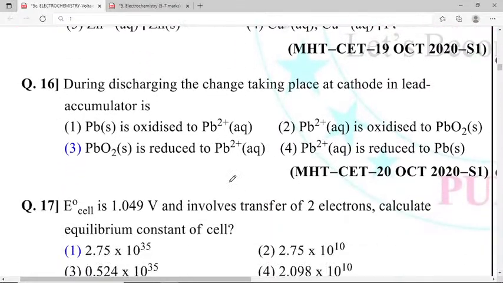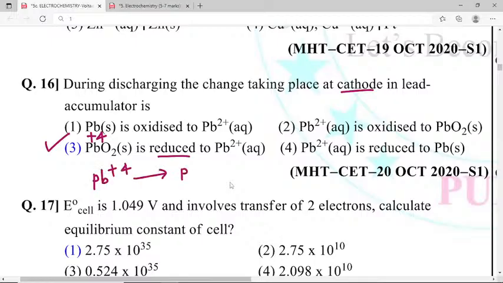During discharging, the change taking place at the cathode in a lead accumulator is PbO2. PbO2 means Pb plus 4 is reduced to Pb2 plus. The oxidation state of Pb in PbO2 is plus 4. So Pb plus 4 is converted into Pb2 plus.